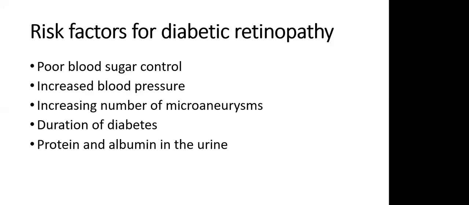And then people who have proteins and albumin in their urine, this could be a sign of diabetic nephropathy. Diabetic retinopathy and diabetic nephropathy go hand in hand. So usually when I diagnose someone to have diabetic retinopathy, I have to screen the person for diabetic nephropathy and then refer appropriately to the physician.